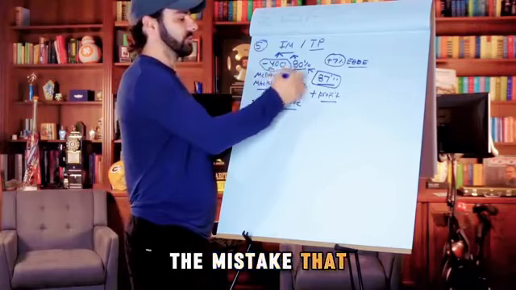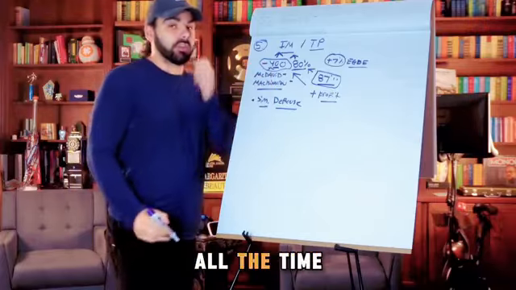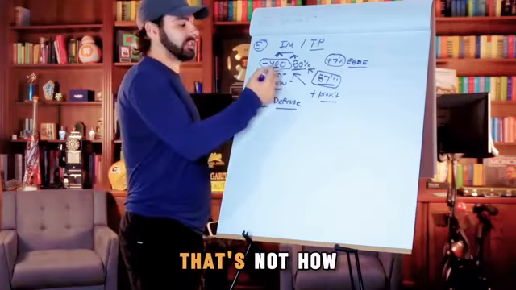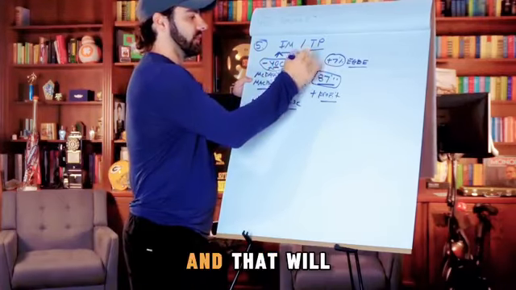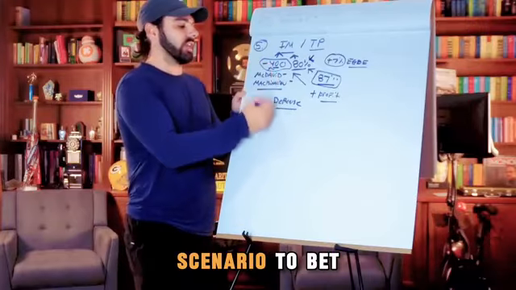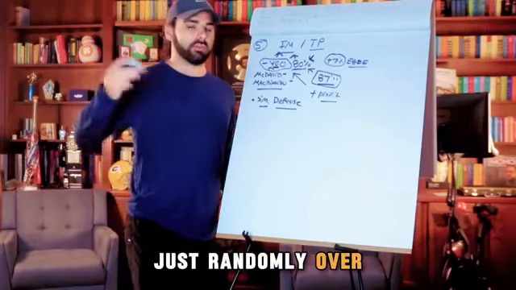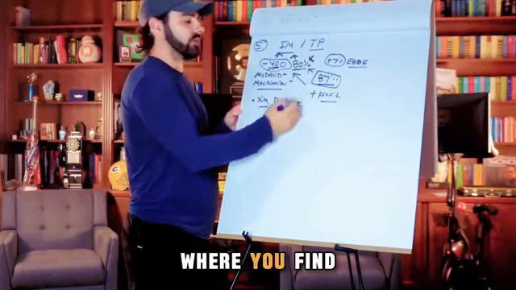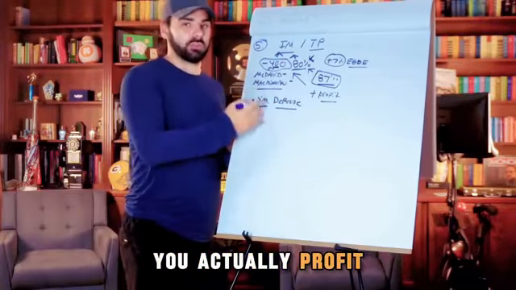The mistake that people make here is they think, all right, I see this number right here, and I'm just going to keep hammering that number all the time, no matter what the matchup is. I'm just going to keep hammering this play over and over. That's not how you win, because that will most likely give you results under this number, and that will give you a negative edge. You have to find the right scenario to bet a number like this. You can't just continuously bet that number randomly. That's where you're looking at the implied probability, but not the true probability. True probability is where you find that matchup that actually works and gives you that actual edge, and that's where you actually profit long term.